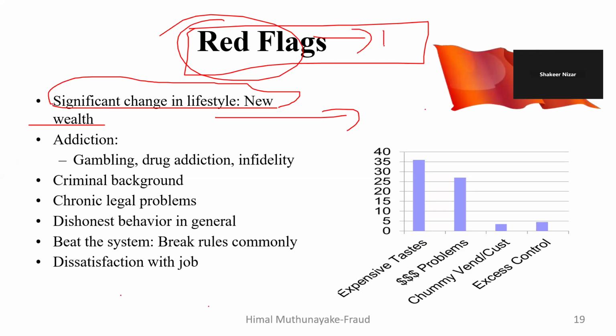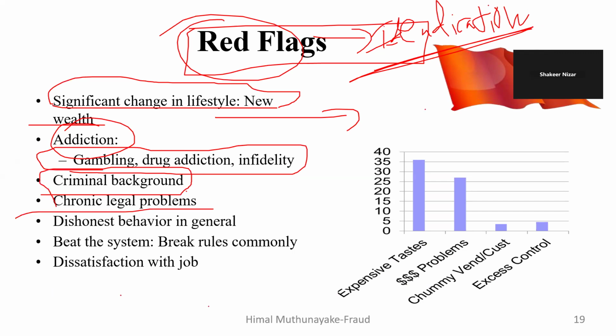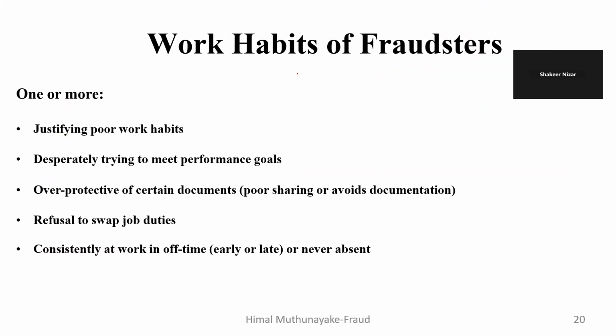So the indications of the fraud. Addiction, you are addicted to something: gambling, drug addiction, infidelity. A criminal background is also there. Chronic legal problems, dishonest behavior, breaking the common rules, and dissatisfaction with the job, always being dissatisfied. Then the work habits of fraudsters.